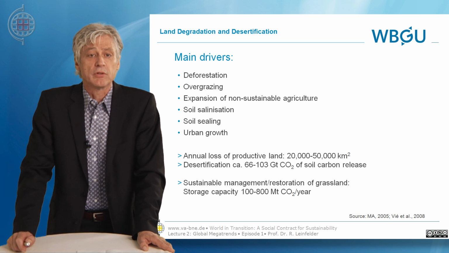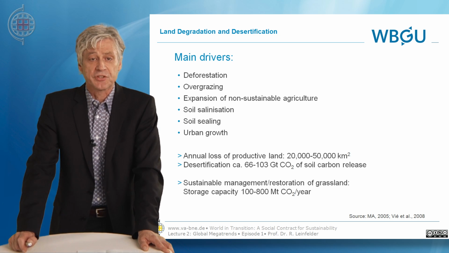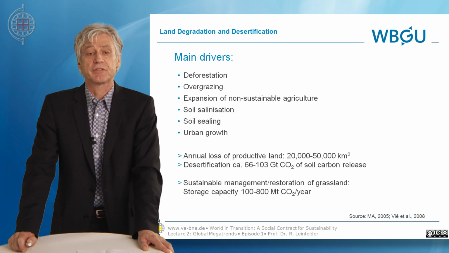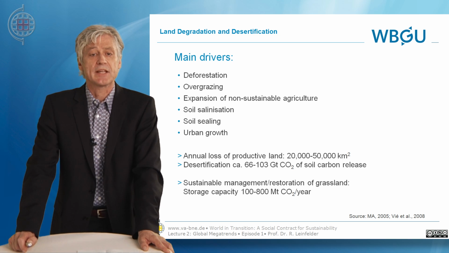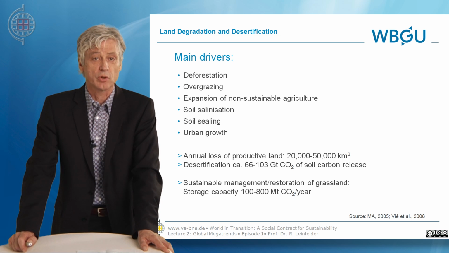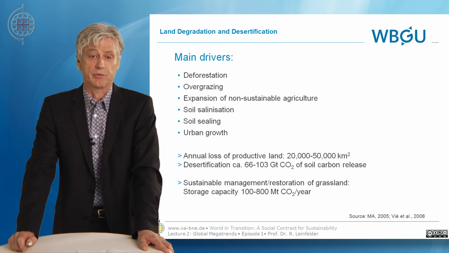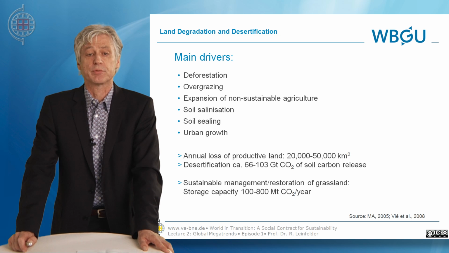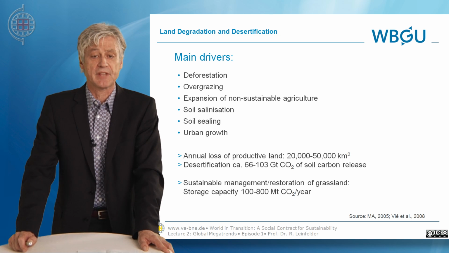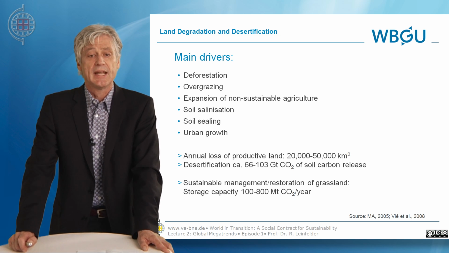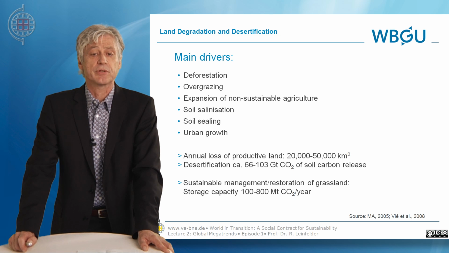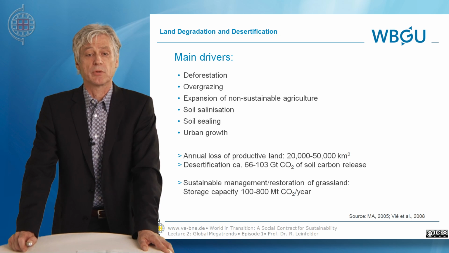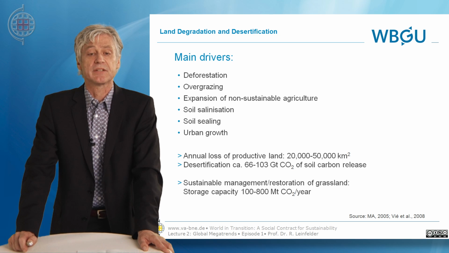Let's move on to land degradation and desertification. The main drivers here are deforestation, overgrazing, expansion of non-suitable agriculture, soil salinization, soil sealing, and of course urban growth. So the annual loss of productive land is up to 50,000 square kilometers, and desertification has already released carbon from the soils up to 103 gigatons of carbon dioxide.